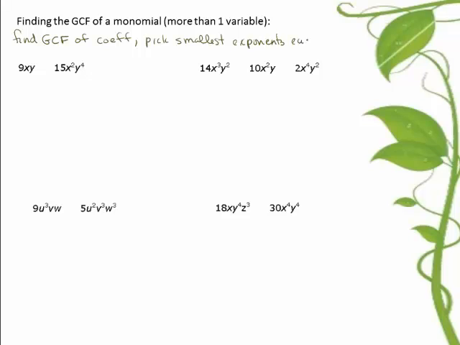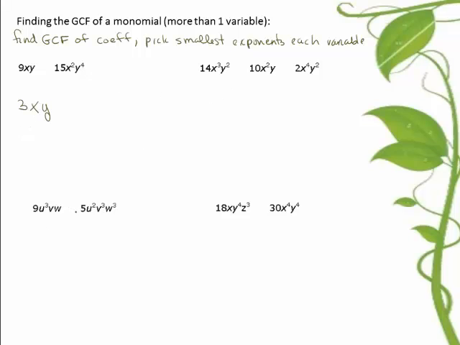For each variable. Okay, so here I have a 9 and a 15. 3 will go into both 9 and 15. It's the largest number. I have 1x, 2 x's, so I can only bring 1x. I have 1y and 4y, so I can only bring 1y.